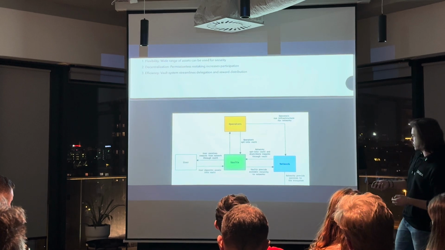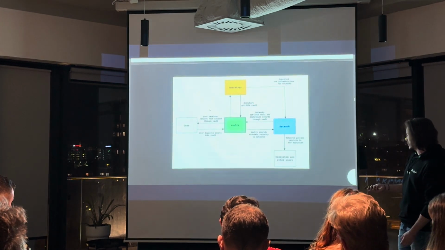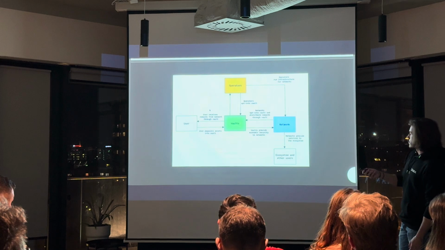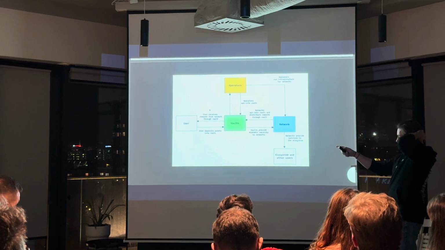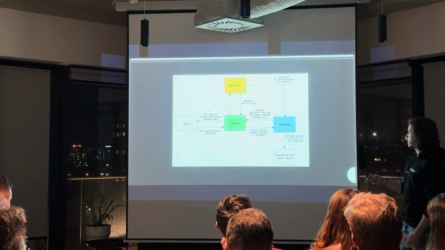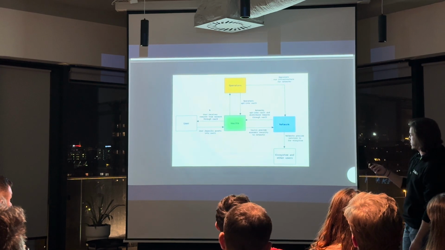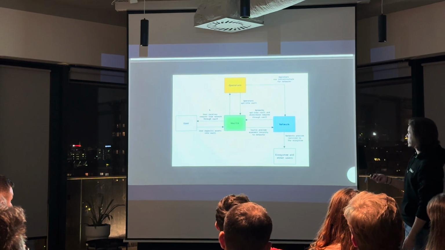So this is also a diagram of the architecture. The users receive network rewards through these vaults. They also deposit through them. So we only have a different layer of abstraction between the operators and the users in these vaults.